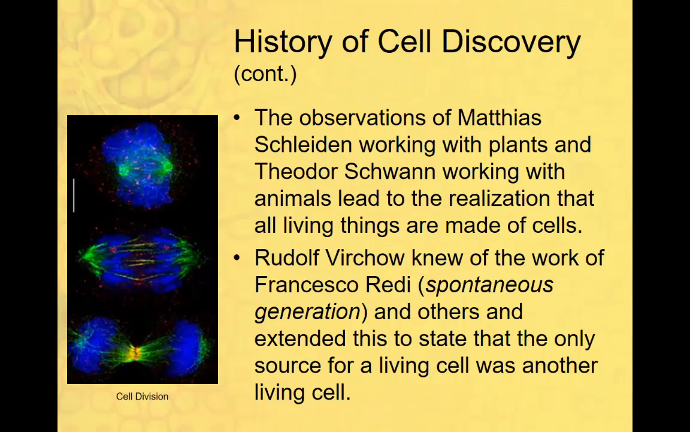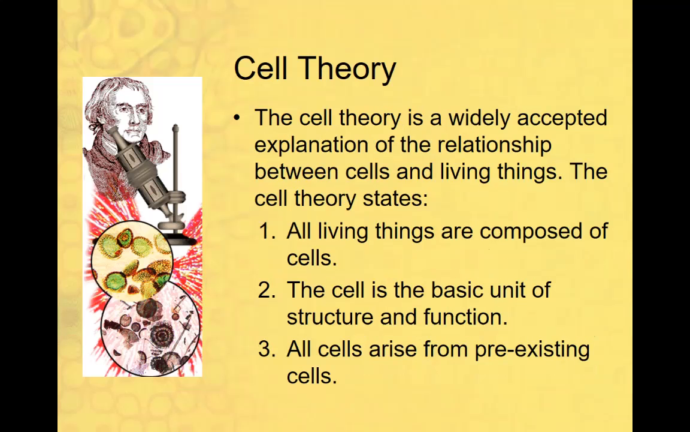Okay. But if we take the work of all of these individuals together, we end up coming up with what we call cell theory. The cell theory is a widely accepted explanation of the relationship between cells and living things. The cell theory states three things. One, all living things are composed of cells. Two, the cell is the basic unit of structure and function for living organisms. And three, all cells arise from pre-existing cells. And this is something you probably want to make sure that you know so that you're ready for it when it comes up on the test.